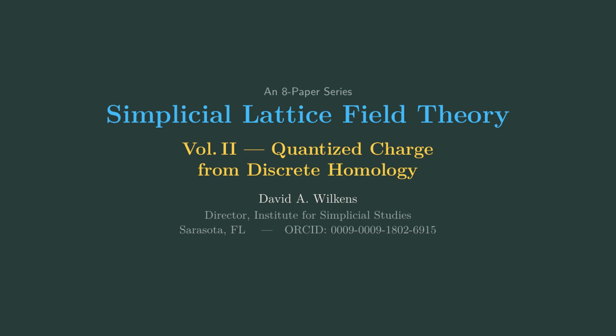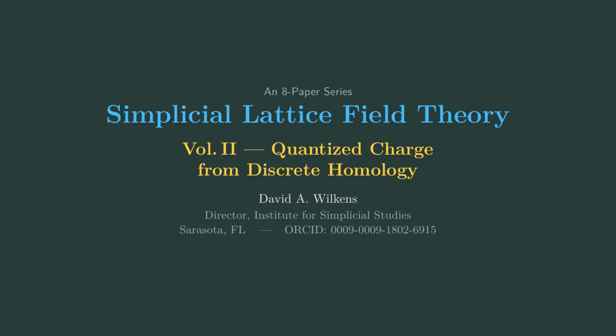Welcome back. This is Volume 2 of Simplicial Lattice Field Theory. Volume 1 gave us spacetime, the Lorentzian signature, 3 fermion generations, and the speed of light, all from the geometry of the 24-cell. But a vacuum alone contains no particles. For stable particles to exist, they need topological protection. That's what this paper is about.